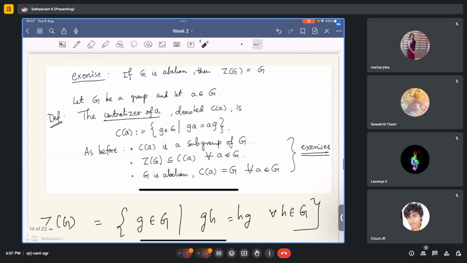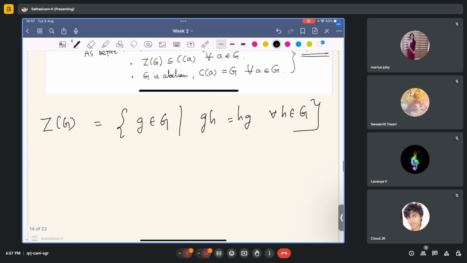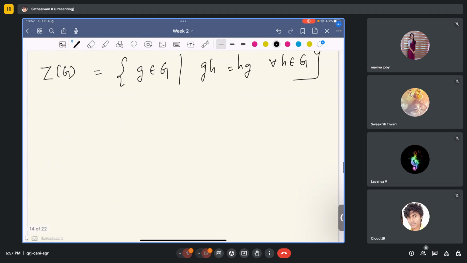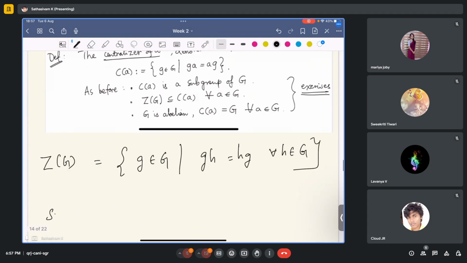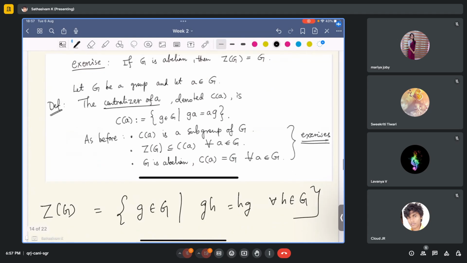So what the statement says here is, suppose G is abelian, then the center is actually G. Okay, let's prove that. Maybe I will write one by one here. Probably I will call this one 6A, this one 6B, 6C, and 6D. So we can do each one of them.